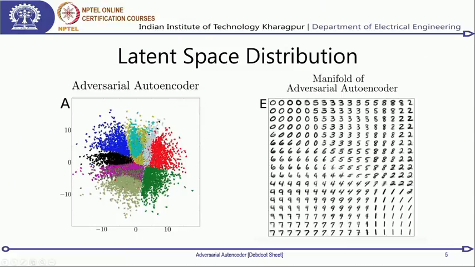Some part of it belongs to each and every number, and that is how it is done. Now, if you look at the other side of it, which is also called the manifold for your adversarial autoencoder, what happens is that if I sample from this region, say I have two numbers which vary from somewhere around minus 20 to plus 20, and the other also minus 20 to plus 20.